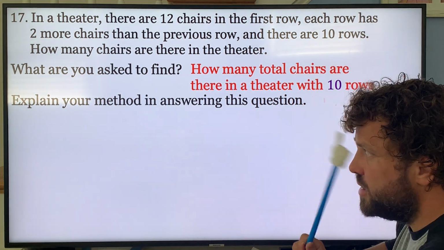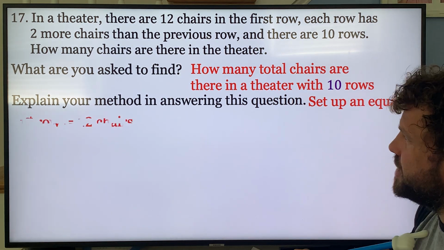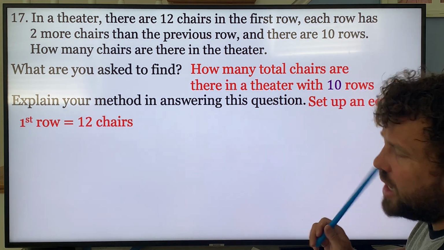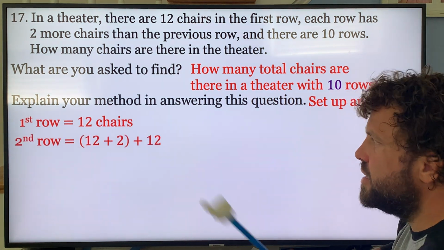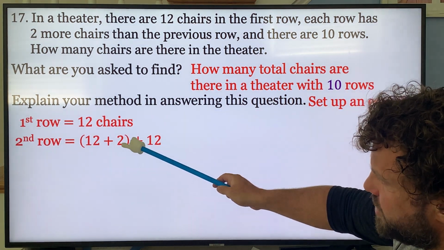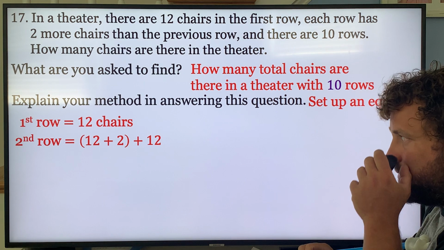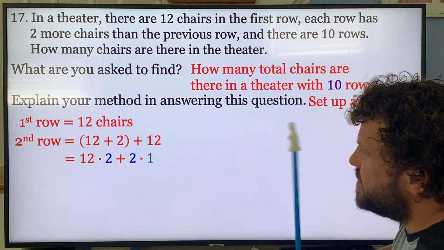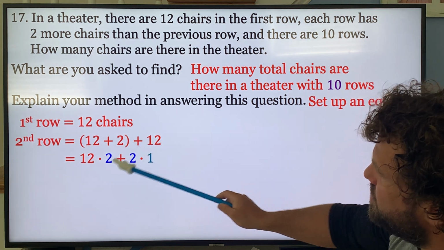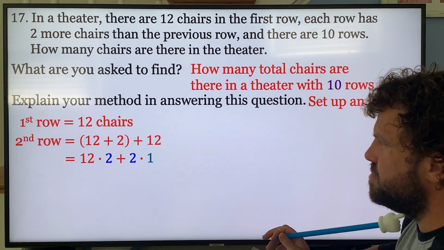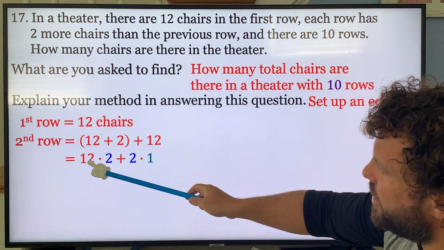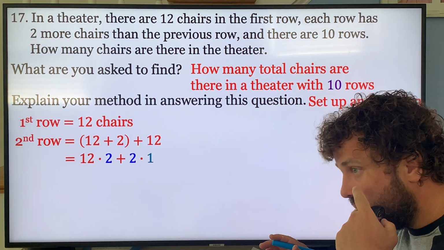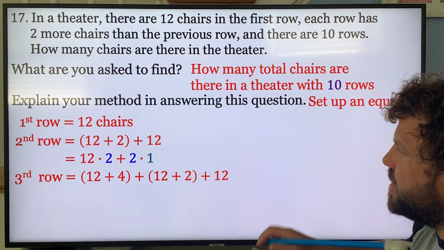Explain your method. So here's how I started. I set up an equation. The first row is 12 chairs. All right. I went, okay, so how many does the second row have? It has 12 plus 2, right? And I still have my original 12. So I go, what kind of equation can I come up with for this? So I said, well, this is 12 times 2, and then I have a 2 times 1 there, right? So every row is going to have 12 chairs. Okay, so that's my thinking. Third row, okay?